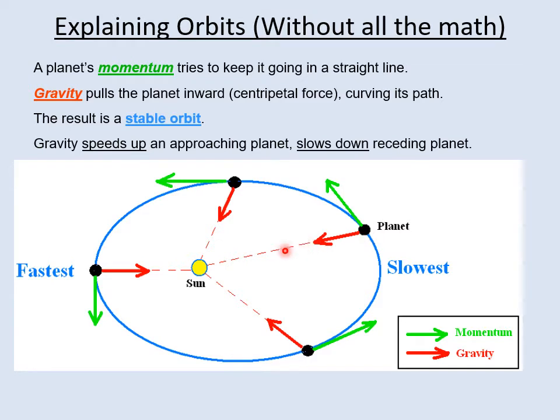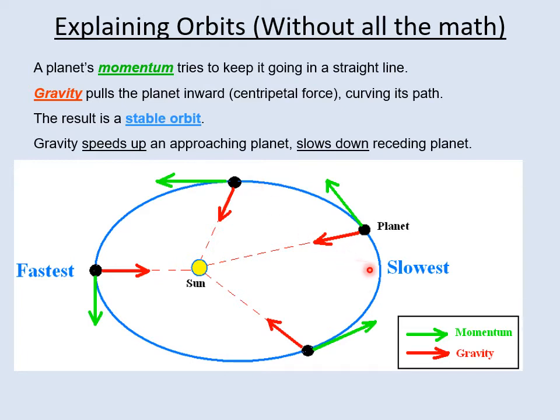So this gravitational attraction causes the planet to curve in its path. Basically, this gravity is a centripetal force, right? We learned about this in the previous chapter. And this centripetal force ends up causing circular motion, or in this case, an elliptical motion. The result is a stable orbit. You can think of this planet in a sense falling towards the sun, but it never does. The orbit does not decay in normal circumstances.